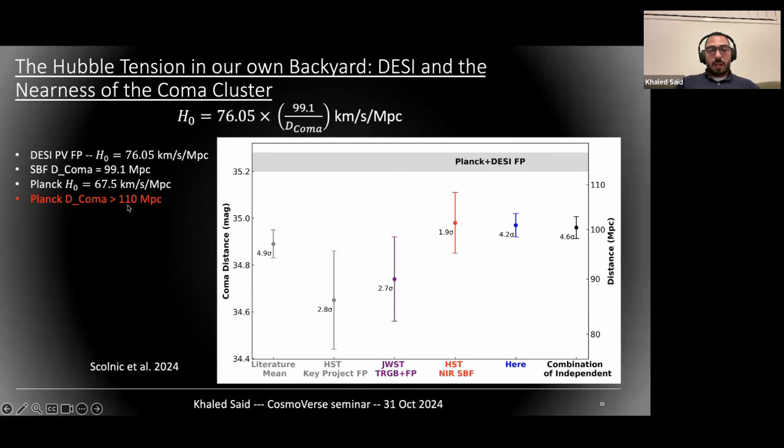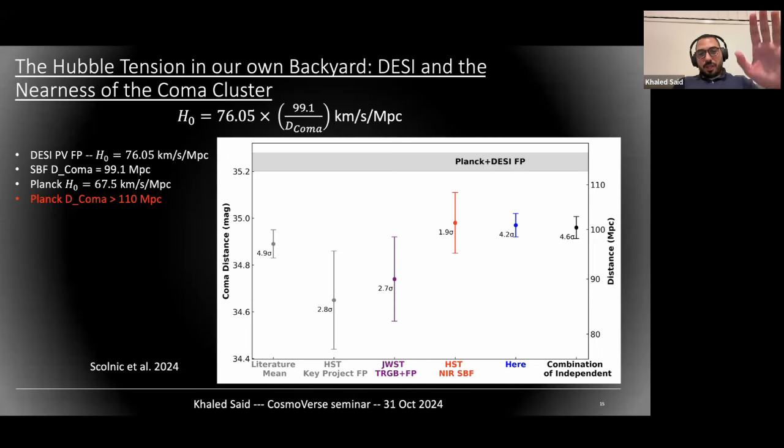And they found that Planck will give a value of higher than 110 megaparsecs. And they compare that with many measurements from many surveys and from the literature as well. And they did their own measurement in Coma using supernovae. And it looked unlikely to have Coma that far, basically by 10%. So this is a 10% increase in the distance of Coma given by Planck.